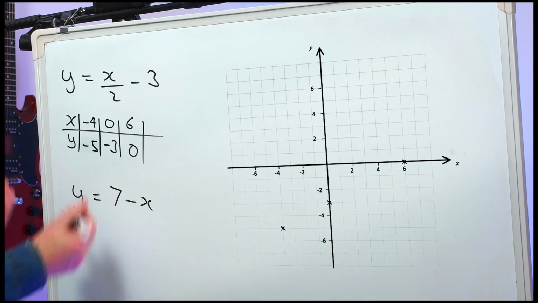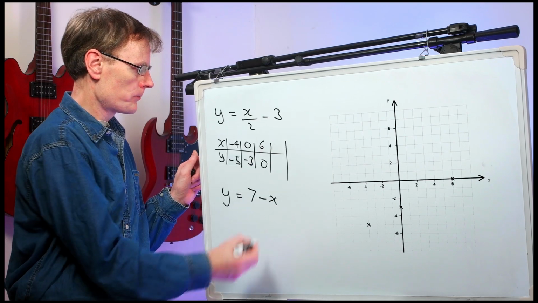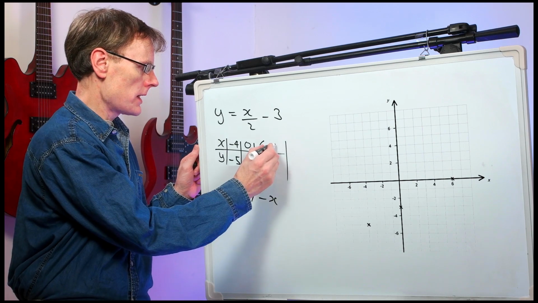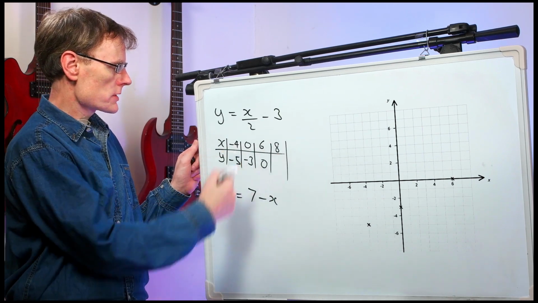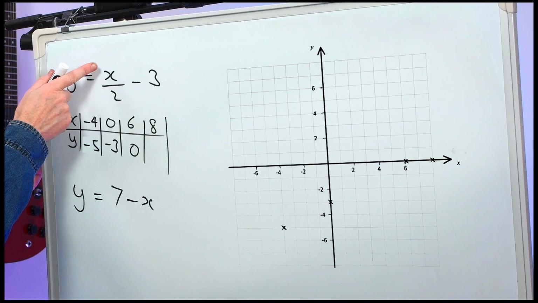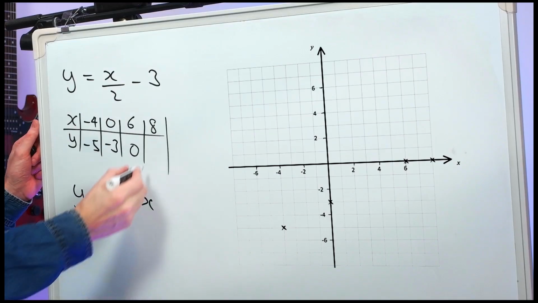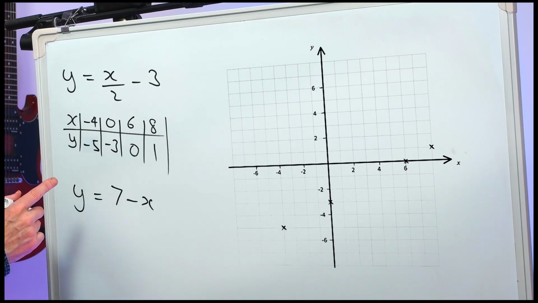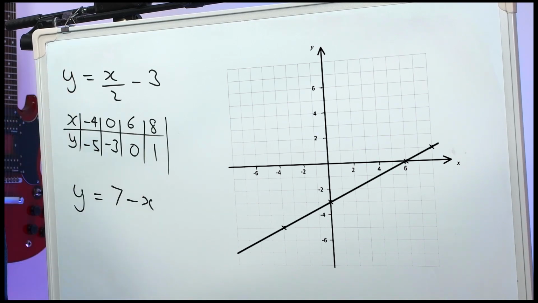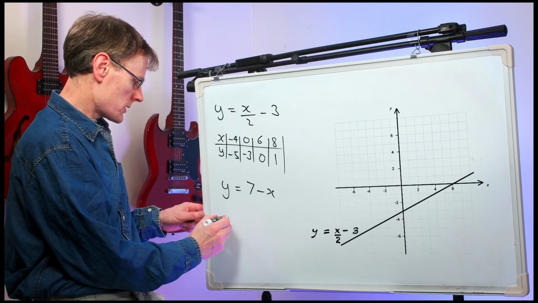now we haven't gone above 0 here, so I'm going to go a little bit higher. Let's go up to 8. So if x equals 8, y equals 4 minus 3, which is 1. So we can plot those points on the graph and draw the straight line y equals a half x minus 3. Now let's try the second one on the same graph.